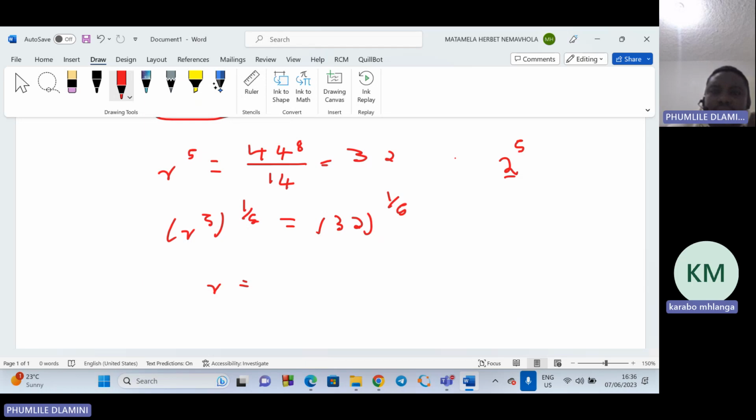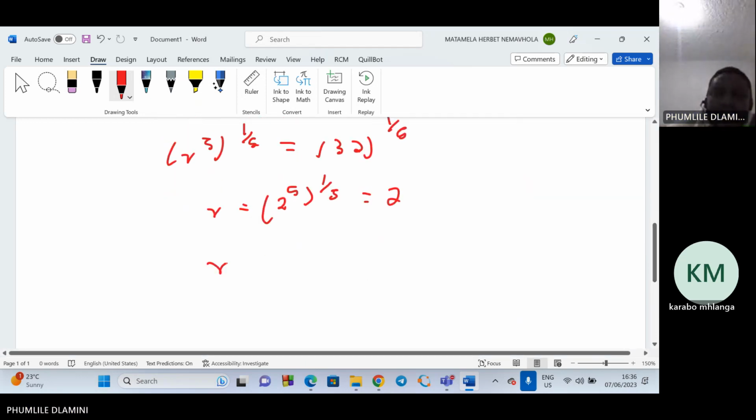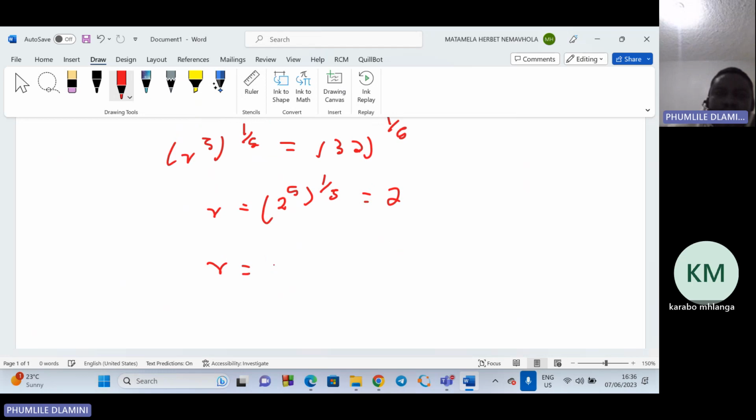2 to the power 5 is 32, yes? Which means 32 we can write as 2 to the power 5, raised to 1 over 5. So you can see that this 5 multiplied by 1 over 5 is going to be 1. Then the answer here is going to be 2. So which means our r equals 2.